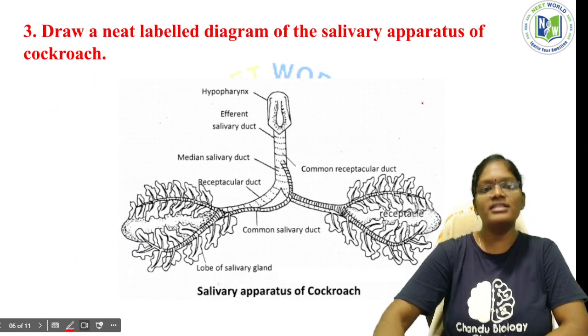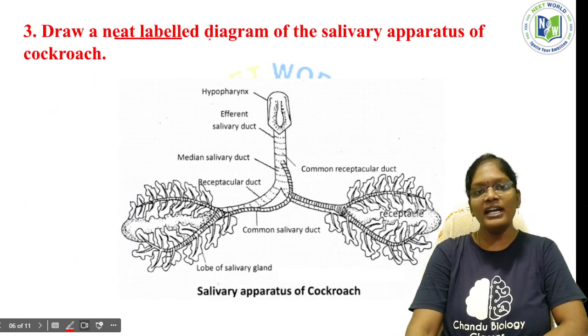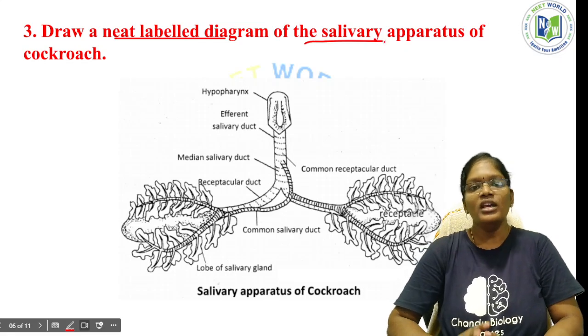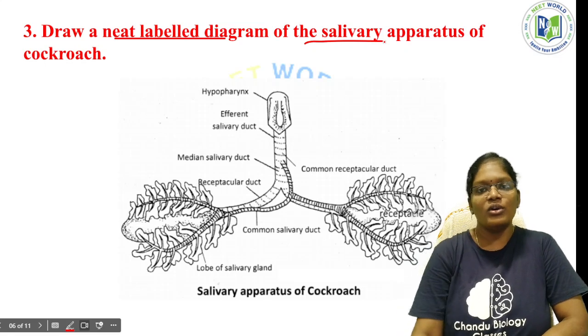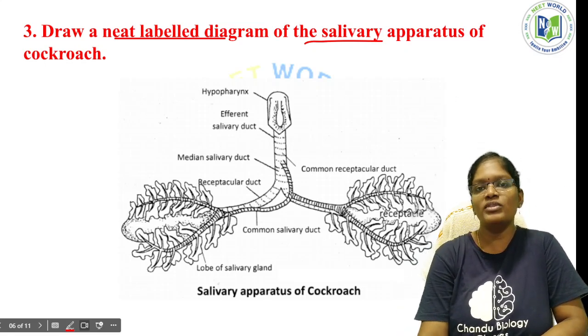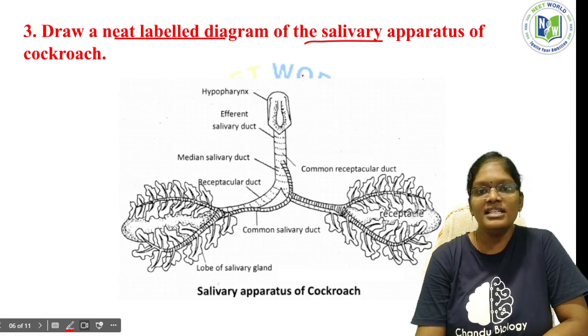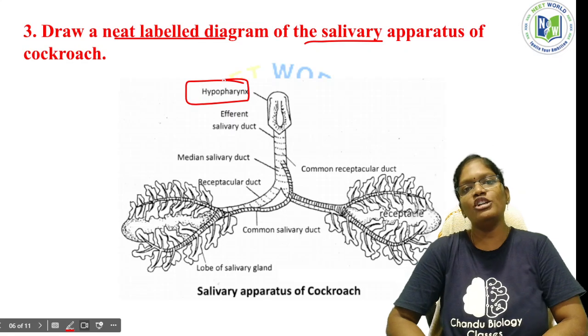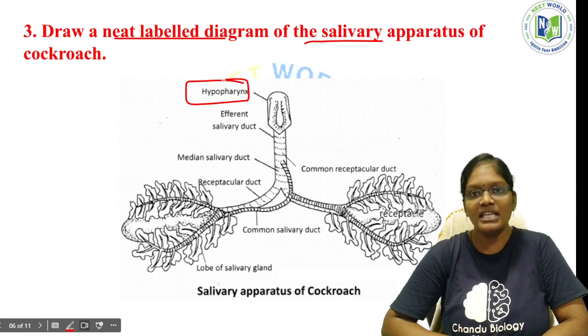Now coming to the next question: draw a neat labeled diagram of the salivary apparatus of the cockroach. You can easily draw this picture if you practice two to three times. Just listen to me. There is a hypopharynx. As I mentioned before, the tongue-like structure is called the hypopharynx.